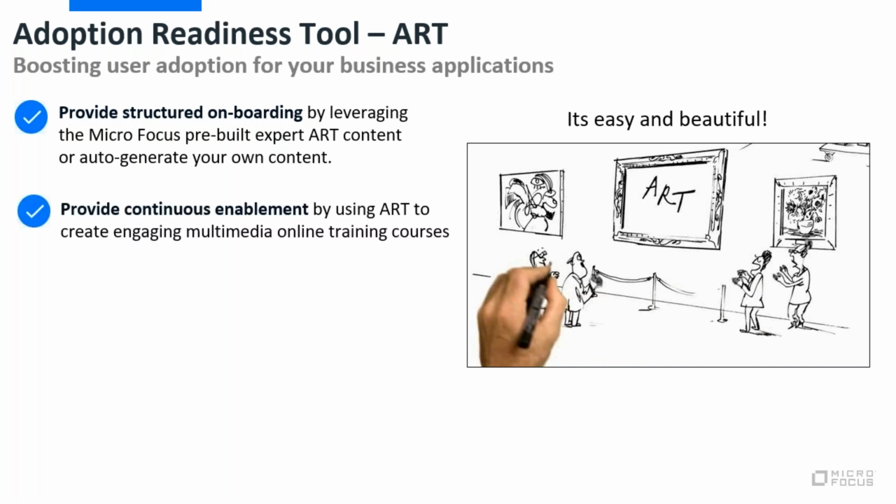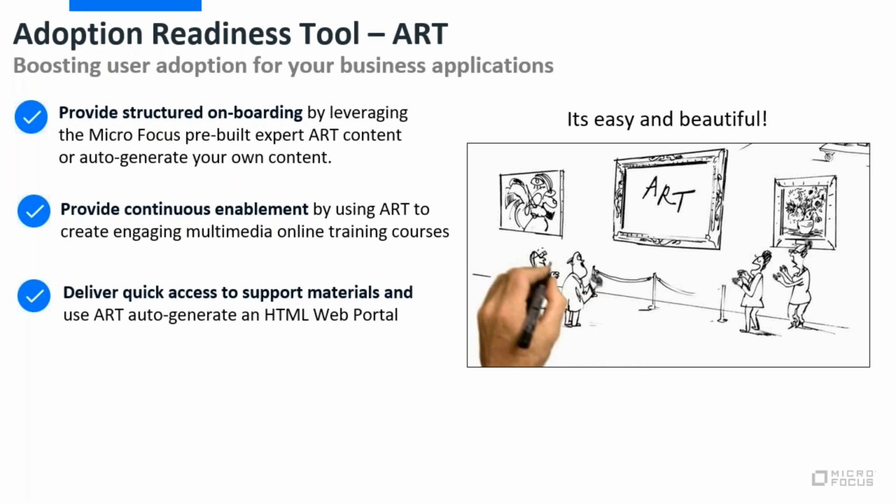The second point was to provide continuous enablement, and we can do so by using Art to create engaging multimedia online training courses. We've seen that we can include product demonstration videos. We have seen that we can include simulation-based exercises and assessments. So we can make a nice combination of a really good engaging multimedia online training course.